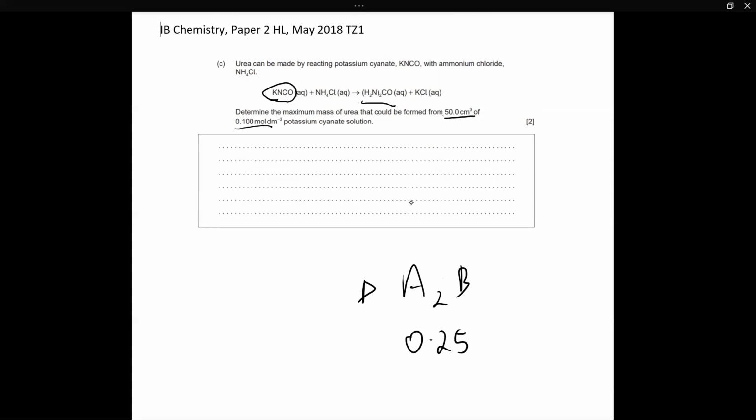So like I said, the first thing we need to do is find the number of moles of urea that can be produced. And in order to find out the number of moles of urea that can be produced, we need to first find out the number of moles of potassium cyanate that is being used. So they've told us that we have 50 centimeters cubed of 0.1 mol per DM cubed potassium cyanate solution. So how do we find the number of moles?